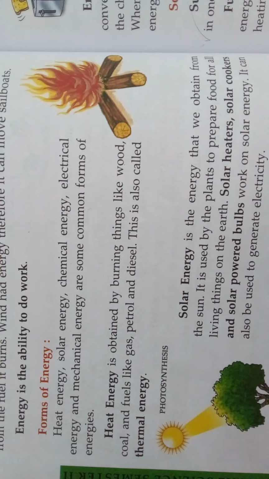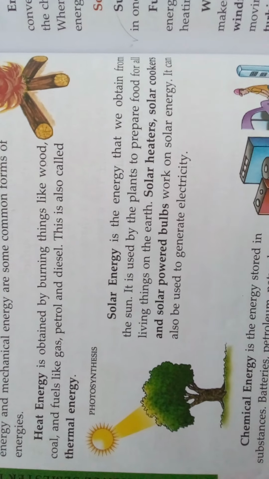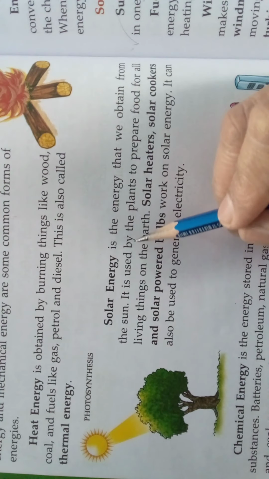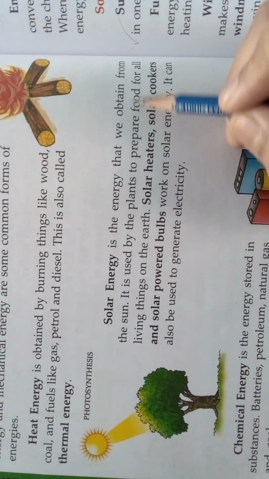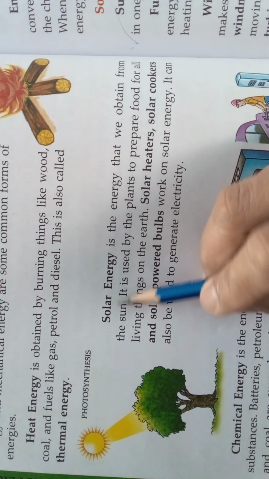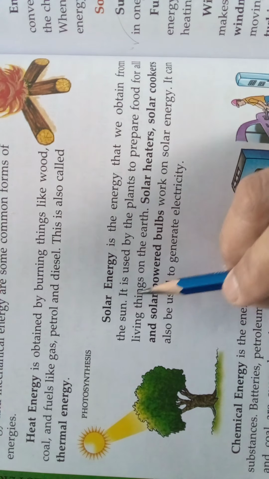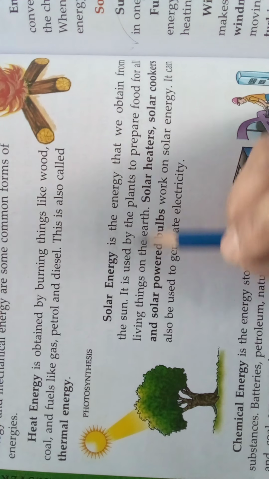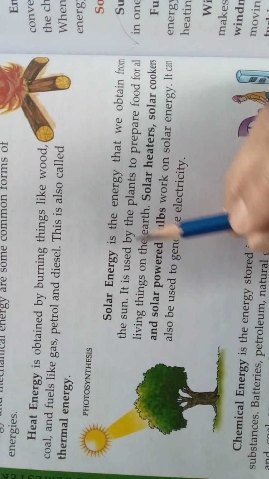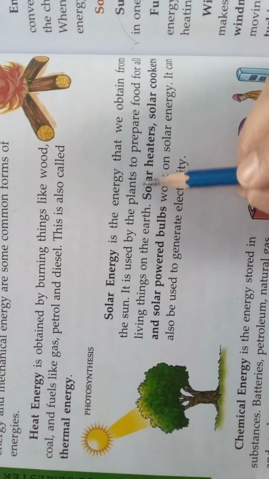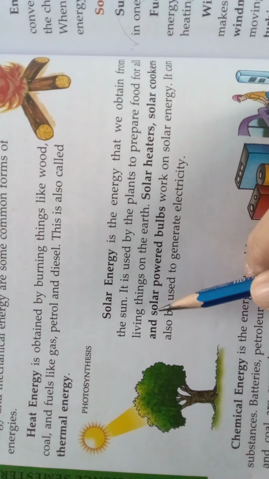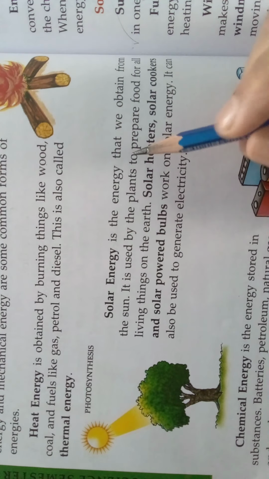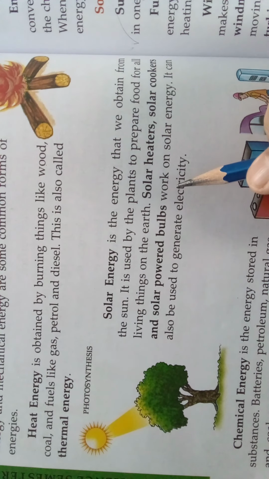Come, we will see the next energy, that is nothing but solar energy. Solar energy is the energy that we obtain from the sun. See, from the name itself, where are we getting it? From the sun. It is used by the plants to prepare food for all living things on the earth. That we know, no children? Without the sun, plants can't produce their food, no? Plants need sunlight to produce their food.